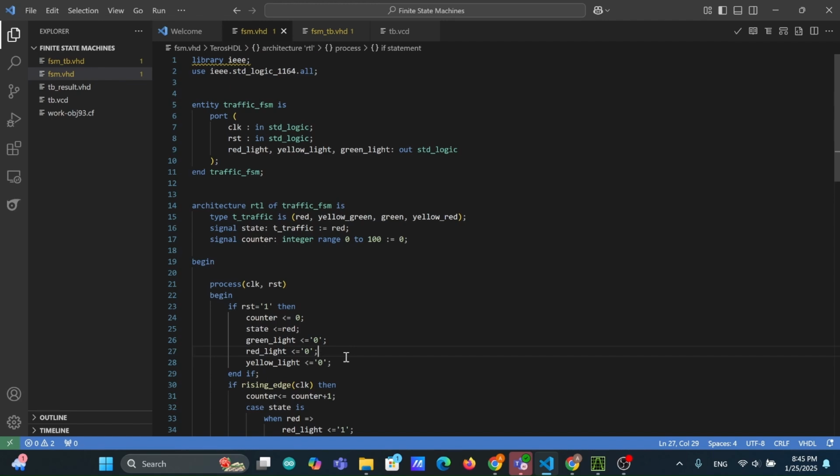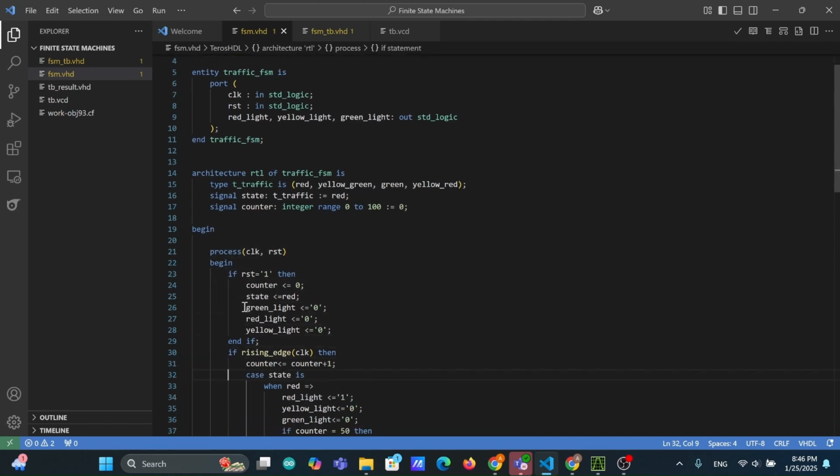Now, finite state machines are sequential statements. Therefore, we need to put them within a process. So we went ahead and defined a process here that has 2 signals in its sensitivity list, the clock and the reset.